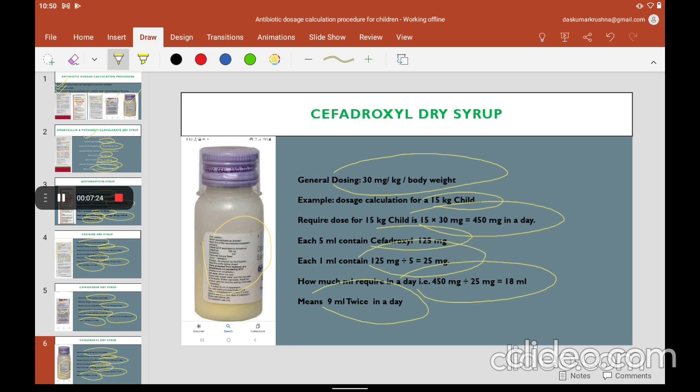This is the procedure for how to calculate the antibiotic dosage.